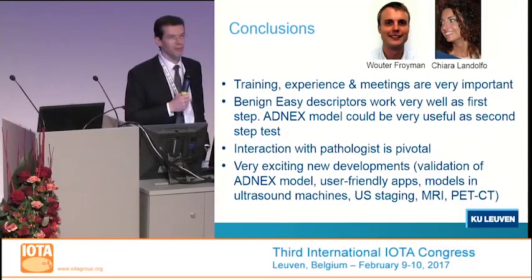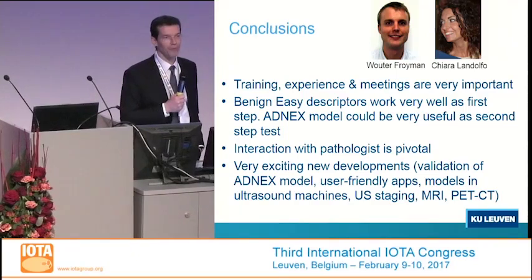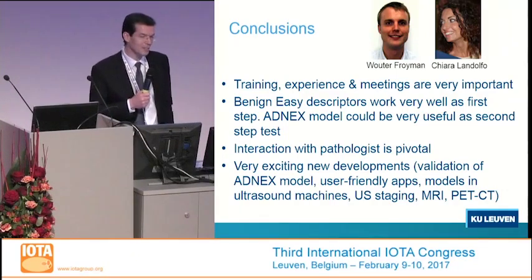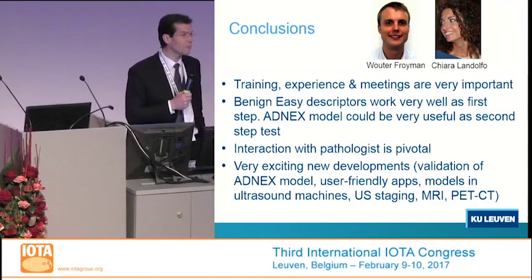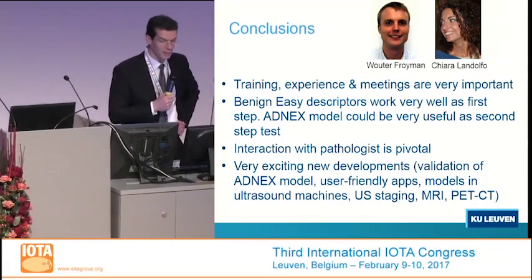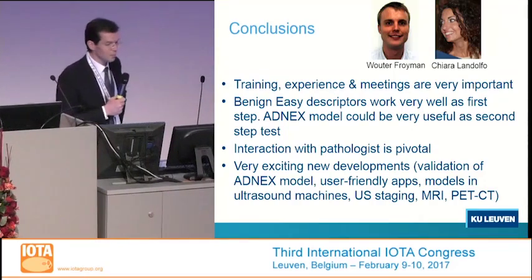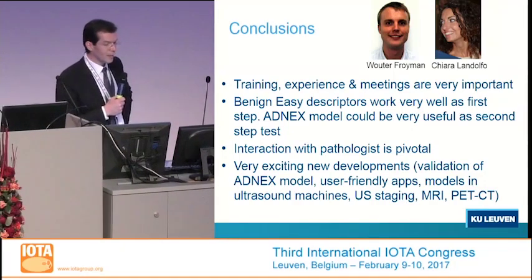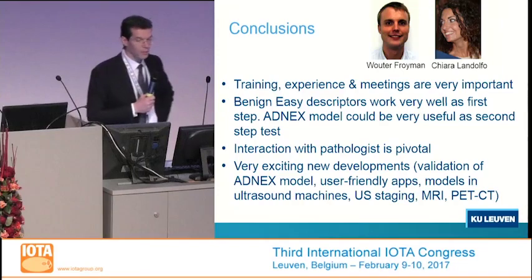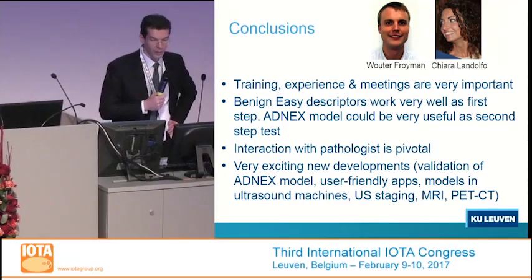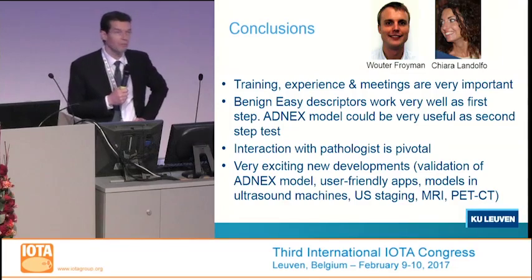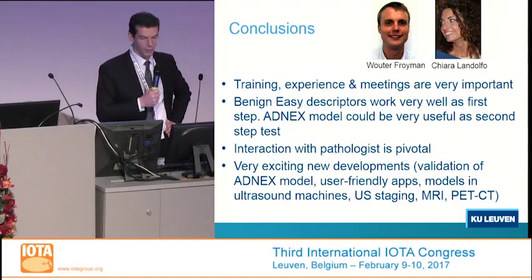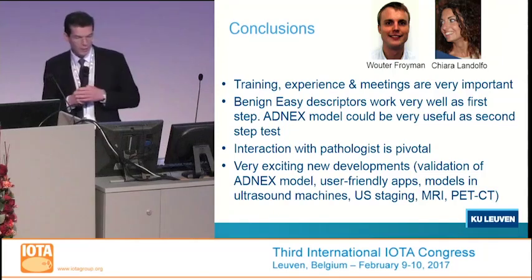People may differ in opinion, but I was reassured that half of the audience at least think that benign easy descriptors may work very well as a first step, and that the next model could be very useful as a second step test. We've seen that interaction with the pathologist is pivotal, and we've seen very exciting new developments like the validation of the next model, user-friendly apps, models incorporated in ultrasound machines, that we can use ultrasound for staging, that we can use MRI, and that we can use it in different ways and even more effectively with new developments, as well as PET CT.